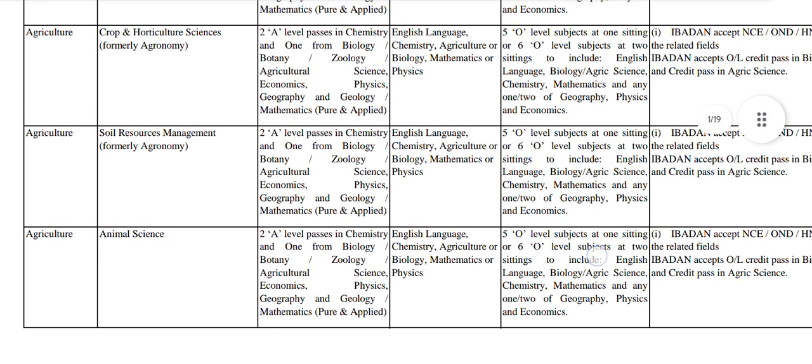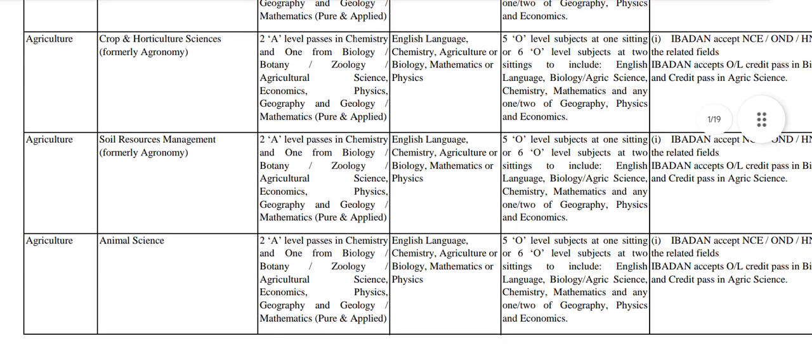Let me tell you at this point that there are different categories of direct entry candidates depending on the qualification they have. Some of them may have NC qualification, some of them ND, some of them HND, some of them first degree, some of them A levels. And I'm going to point it out that there are many A level certificates or results, but only one of them is acceptable in University of Ibadan, and that's Cambridge A level.